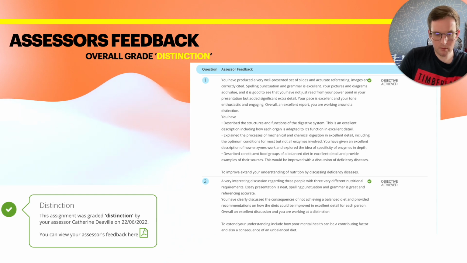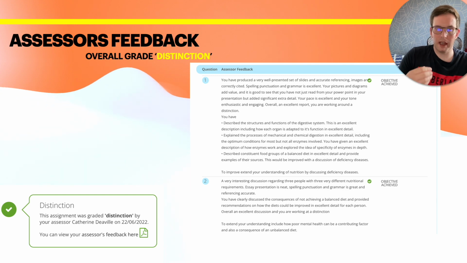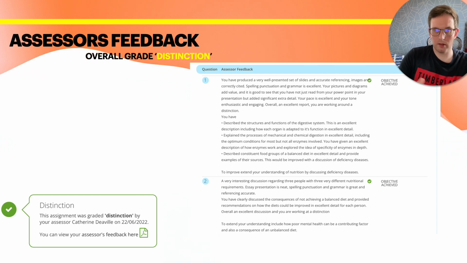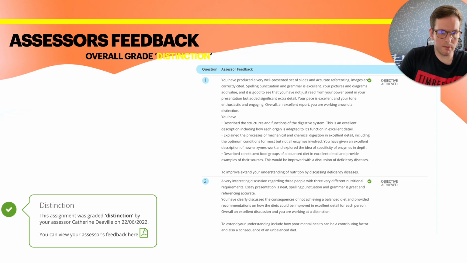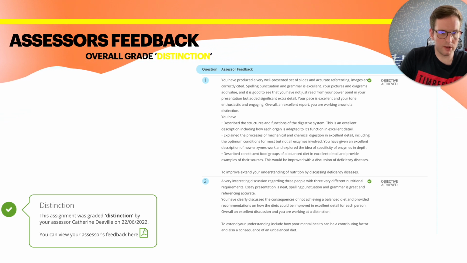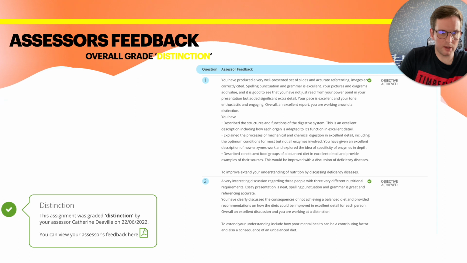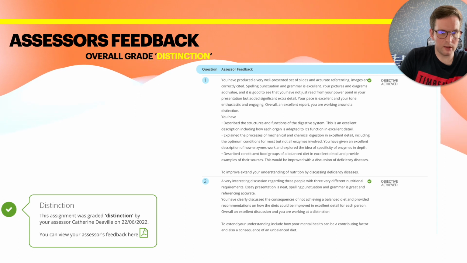So when I said earlier about being able to look at the camera and having your presentation notes alongside your slides, it will get you marks like this. It will see that you're engaging, you're not looking at a sheet off the other side of the camera. She then went on to say that you've discussed the structures and functions of the digestive system. This is an excellent description, including how each organ is adapted to its function in excellent detail.